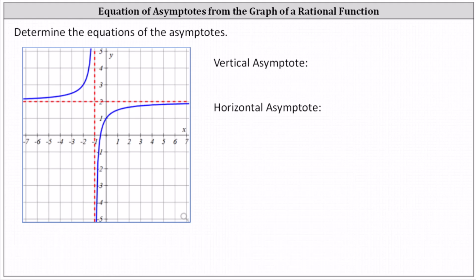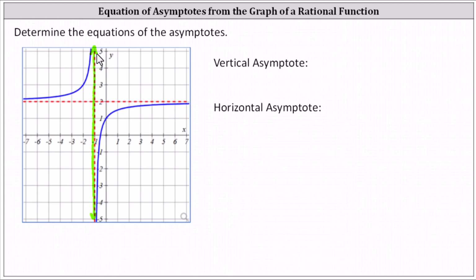We want to determine the equations of the asymptotes from the graph. Notice the asymptotes are already graphed for us in red. A vertical asymptote is a vertical line that a graph approaches but never crosses. Notice both pieces of the graph approach this red vertical line and never cross it. This is the vertical asymptote.